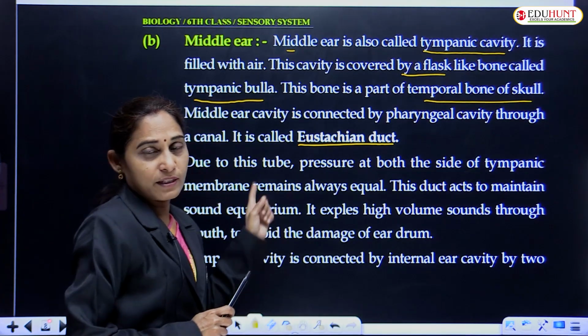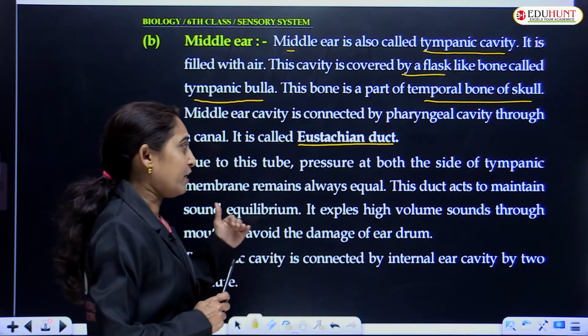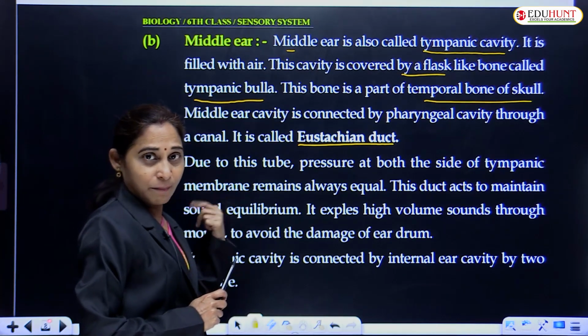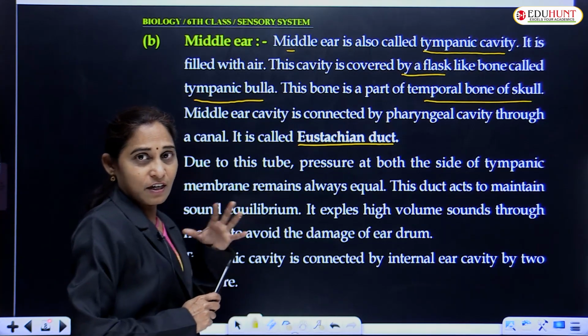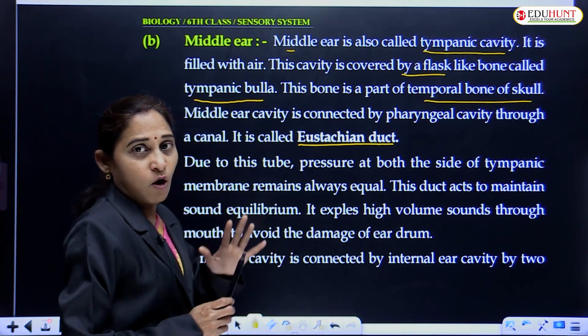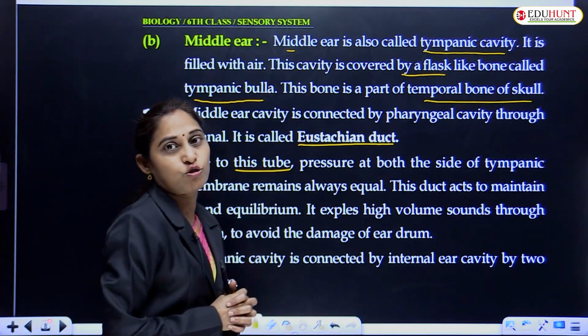And this tube, the eustachian tube, it maintains the balance between both the sides of the tympanic membrane. The pressure that has reached the membrane on both sides will be balanced by this tube, that is the eustachian tube.